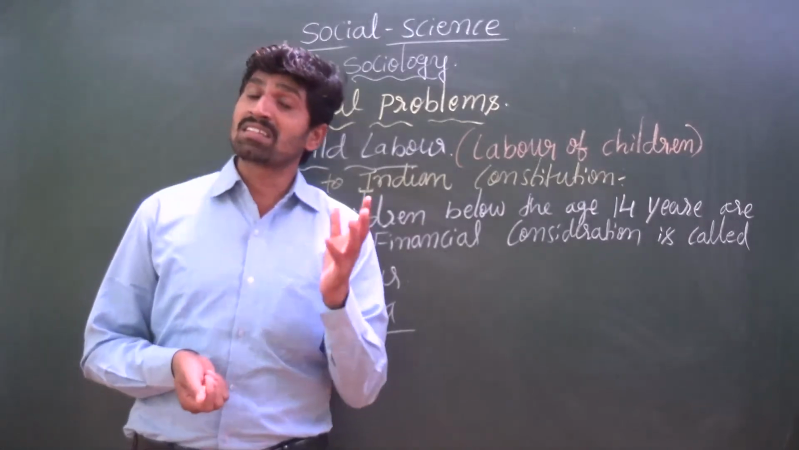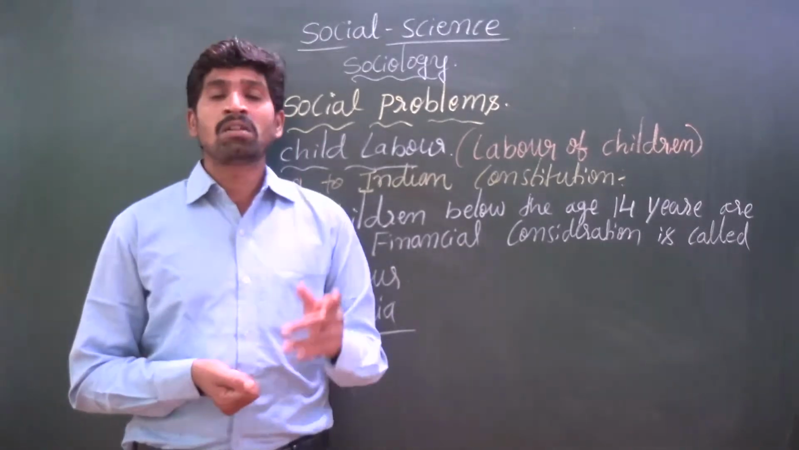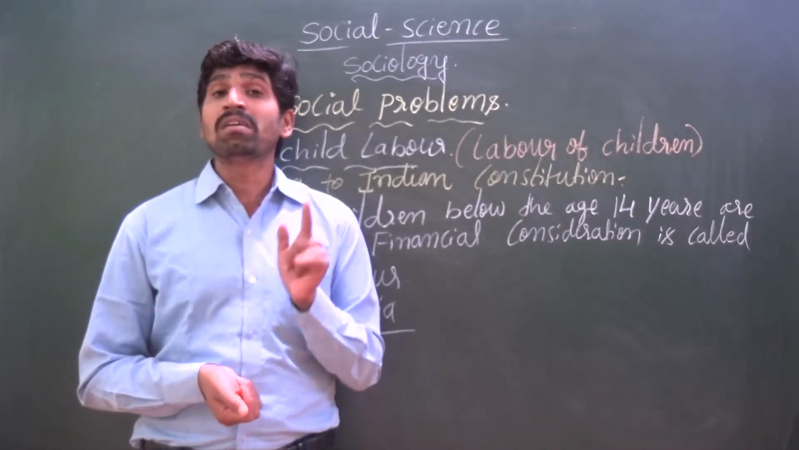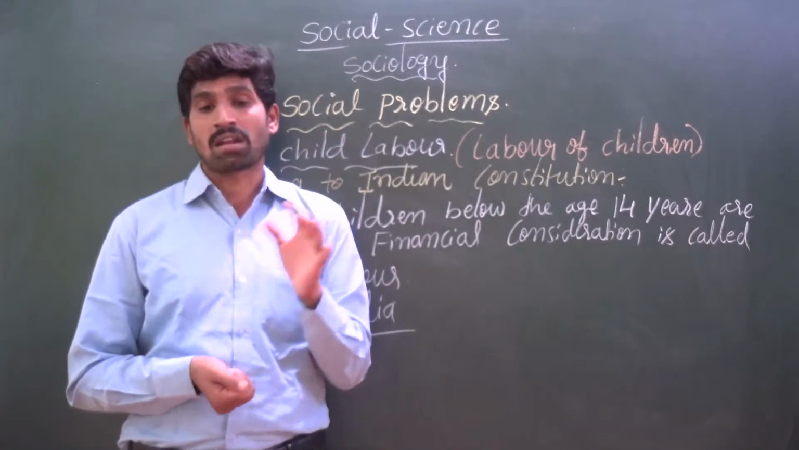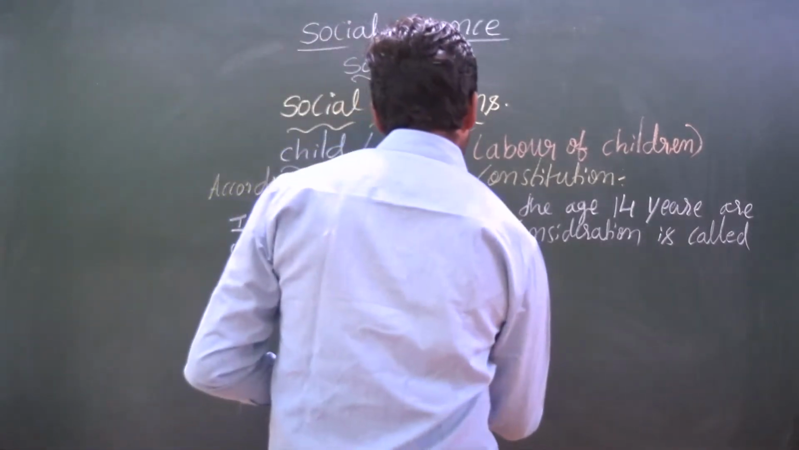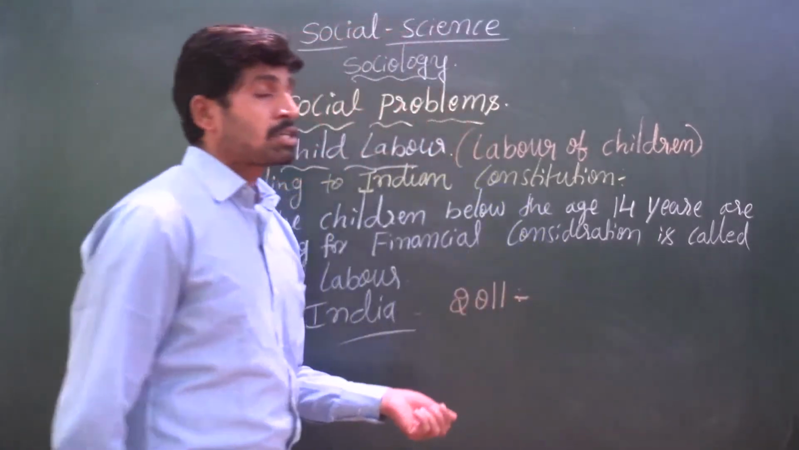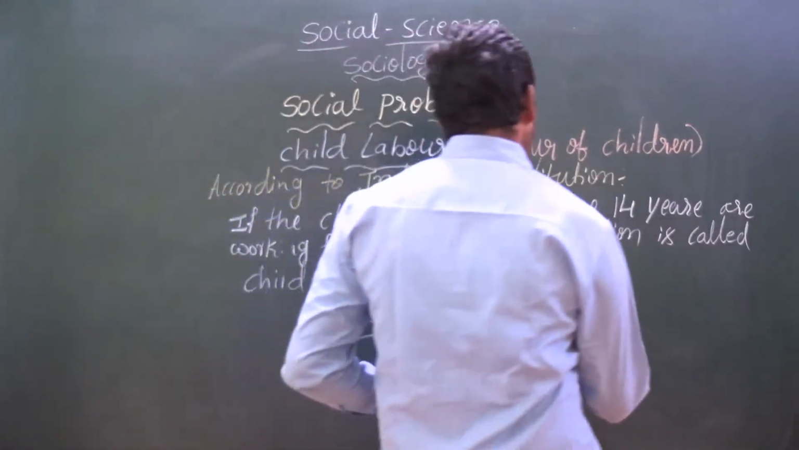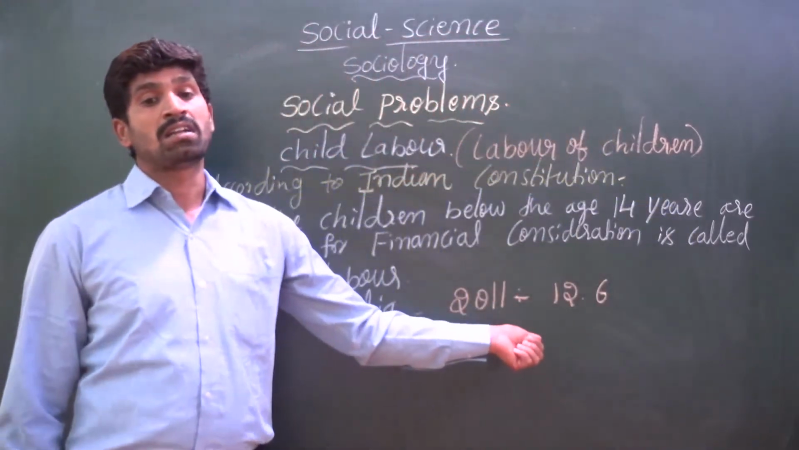According to the census report of 2011, in India there are 12.6 million children under forced labor. According to the census report of 2011, in India, there are 12.6 million children.